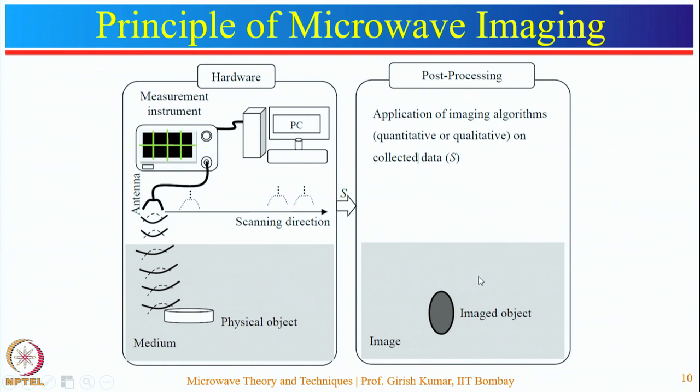The microwave imaging has applications in various areas like medical imaging. The next type of application is non-destructive testing and evaluation, through wall imaging and structure health monitoring, and concealed weapon detection at security points. We will discuss these applications one by one in a while. So the first application of microwave imaging is medical imaging.